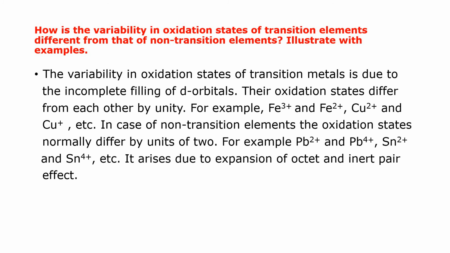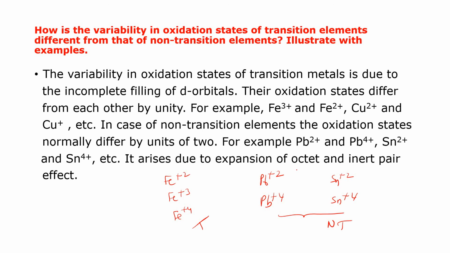How is the variability in oxidation state of the transition elements and non-transition elements? You take iron: it shows +2, +3, even +4, many oxidation states. But lead can show only +2 and +4. Or you take tin, +2 and +4. Actually these two are non-transition elements. This is a transition element. Transition elements exhibit variable oxidation states, but non-transition elements exhibit very few, and only even numbers.